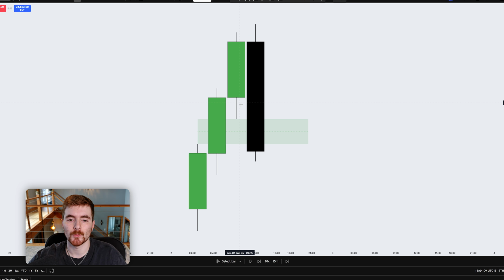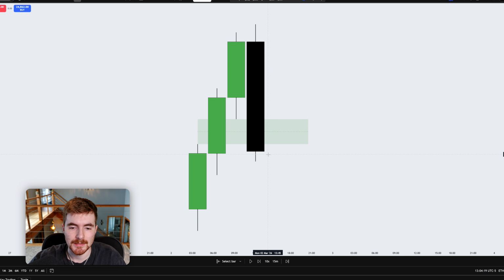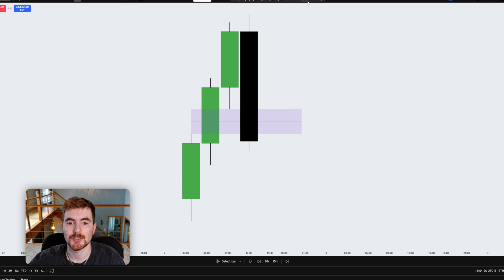And finally, we have what's called an inversion gap. This is when we have a bullish fair value gap that gets closed below, meaning that this was an invalidated bullish fair value gap, turning it into an inversion. So once this happens, we're going to expect price to no longer go higher since it disrespected the bullish fair value gap, and instead this will push price lower.